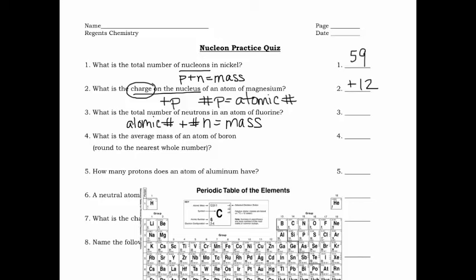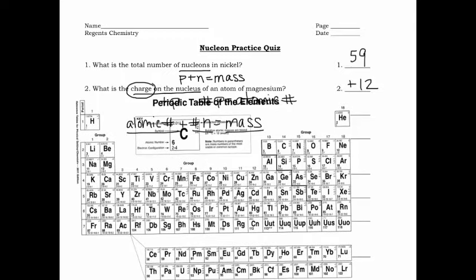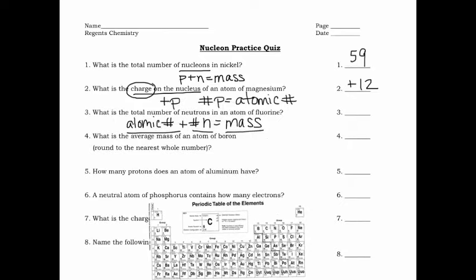So if I wanted to figure out the number of neutrons, I would just subtract the atomic number from the mass. That makes sense, because the atomic number and the number of neutrons equals the mass. So let's find fluorine. Fluorine is over here. It's in group 17. Its mass, rounded to a whole number, would be 19. Its atomic number is 9. So we're going to do 19 minus 9, or 10 neutrons.